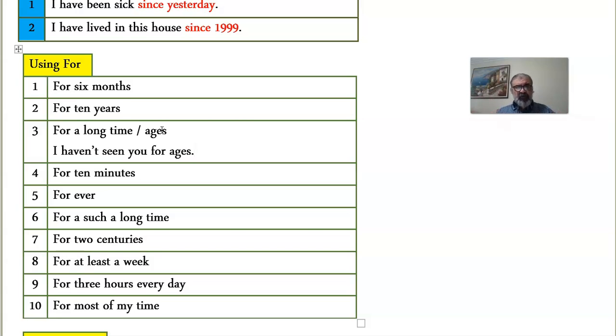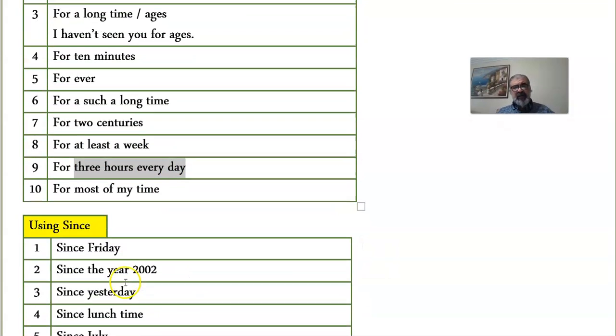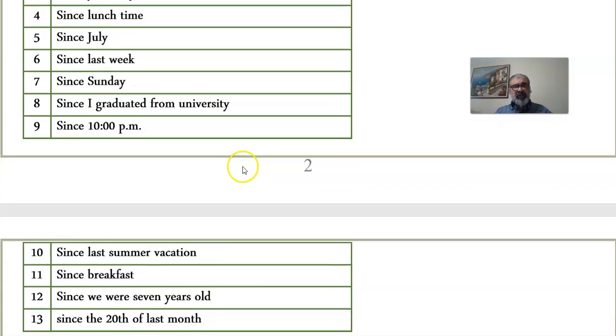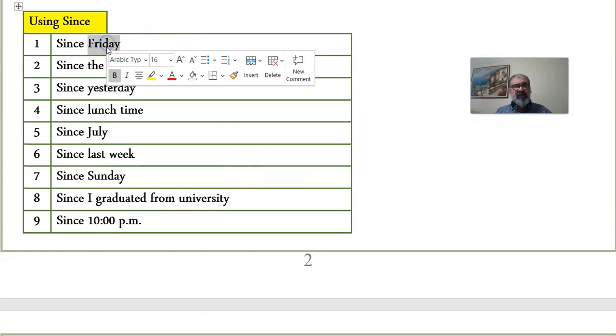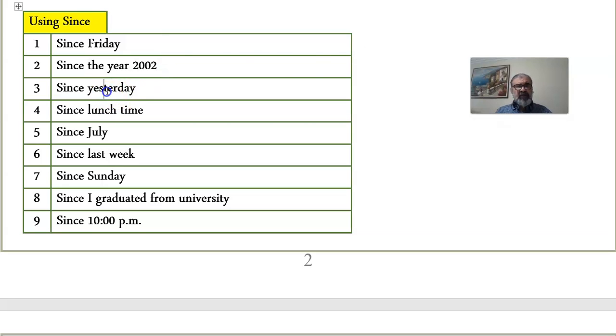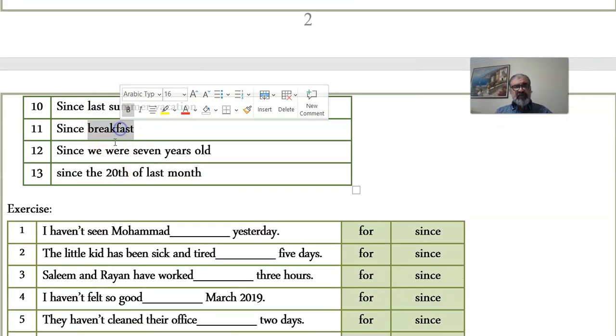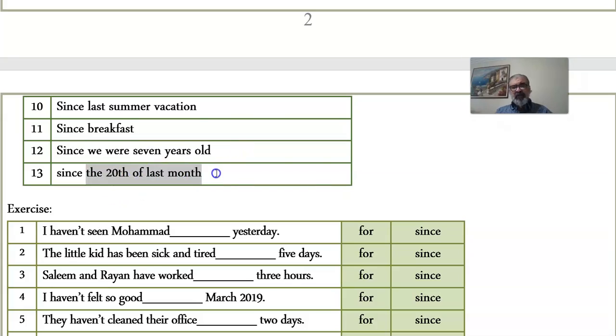Forever again, and for most of my time. Again, 6 months, specific period of time, 10 years, 10 minutes, 2 centuries, at least a week, 3 hours a day or every day, and again, most of my time, I told you it's specific. Now since. Non-specific period of time. Friday, the year 2002, yesterday, lunchtime, July, last week, Sunday, I graduated from university, 10 p.m., last summer vacation, breakfast, we were 7 years old, the 20th of last month.